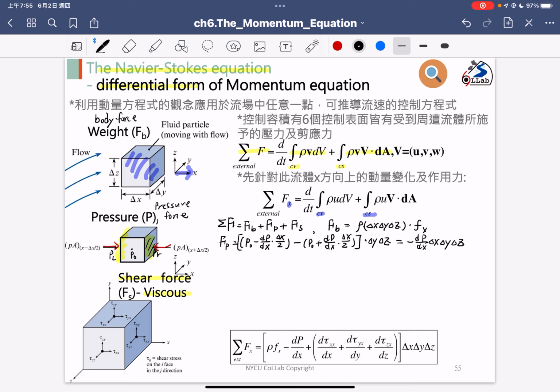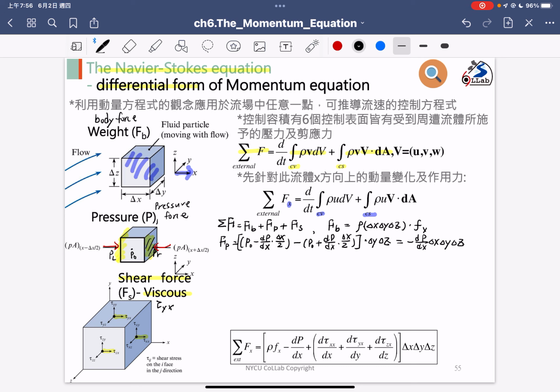And we go back to see the viscous force here. We know how many forces we have in the x direction. I highlight here 1, 2, and 3. They use tau to indicate the shear stress. As we know, the shear stress has two indices, like tau xy.